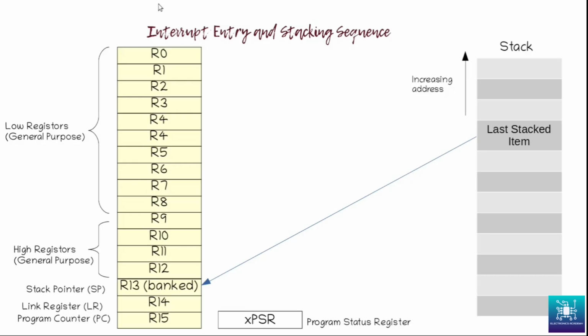This is the register bank, so R0, R1, R2 to R12, and you have the stack pointer, that is R13, which is banked. So you have the MSP, the main stack pointer, and the process stack pointer. You have the link register, which normally saves the return address, and R15 is the program counter, and then you have the program status register.